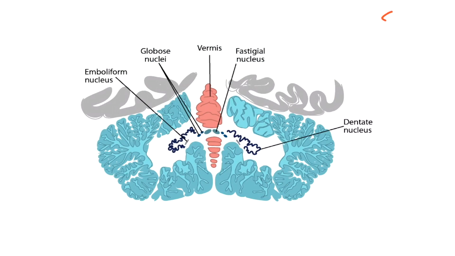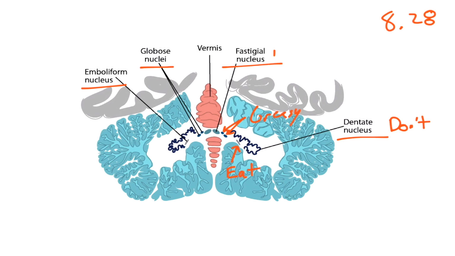This is figure 8.28 from your text, which shows a transverse section of the cerebellum and the deep nuclei. From the most lateral, we have the dentate, so this is the D, and then we have the emboliform nucleus, and on the right half we can see it right here, so E for emboliform. Then we have the globose, which you can see right here, G for globose, and then we have the fastigial nucleus. So don't eat greasy foods, or simply degrees Fahrenheit.